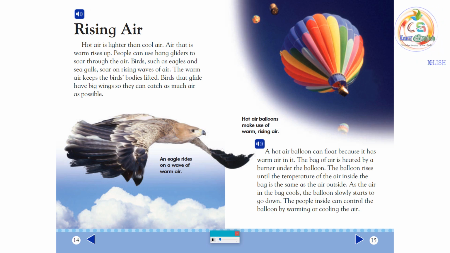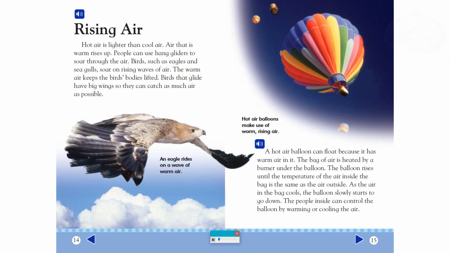Rising air. Hot air is lighter than cool air. Air that is warm rises up. People can use hang gliders to soar through the air. Birds, such as eagles and seagulls, soar on rising waves of air. The warm air keeps the birds' bodies lifted. Birds that glide have big wings so they can catch as much air as possible.